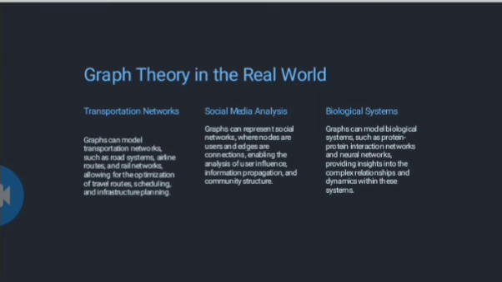Transportation networks. Graphs can model transportation networks such as road systems, airline routes, and rail networks, allowing for the optimization of travel routes, scheduling, and infrastructure planning. Social media analysis.